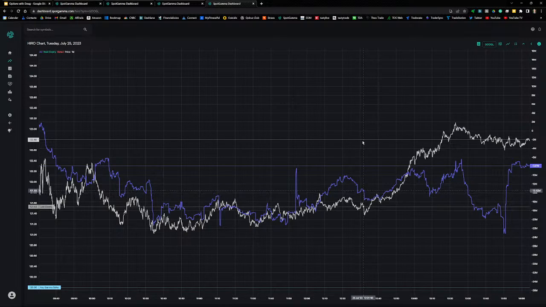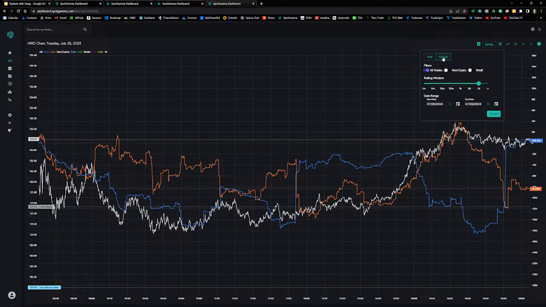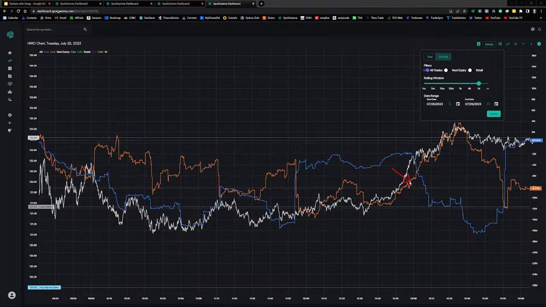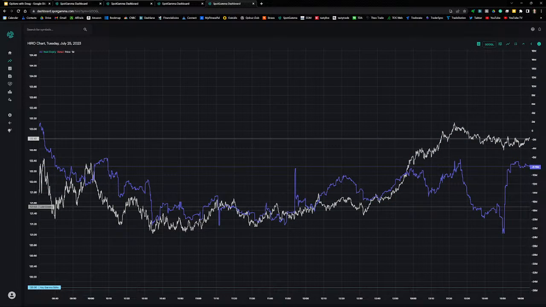So let's take a look at Bookmap. It looks like it really caught a bid around 12:30. We'll see what options traders were doing. So right around 12:30, options traders started buying calls. That's shown by the rising orange line there. And price responded higher. So let's go to Bookmap and take a look at Google.